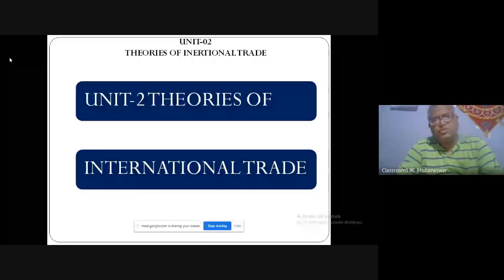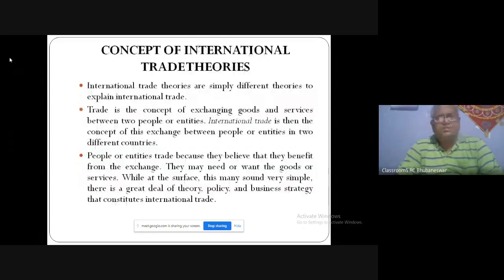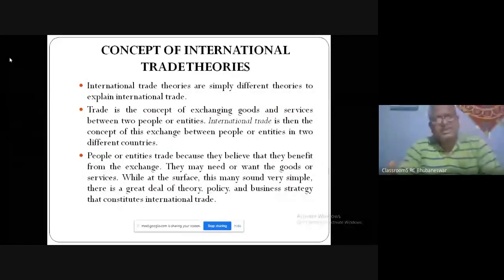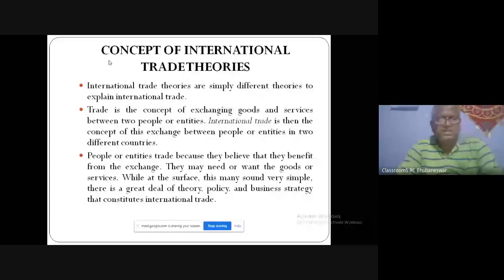Next, in Unit 2, which relates to IBO, international business operations, we cover the theories of international trade. What is a theory? Trade means exchanging not only goods and services between two countries or two entities, or between people or entities in different countries, but also dealing with certain policies. That policy is based upon some theories. What are the theories? There are two types of theories.